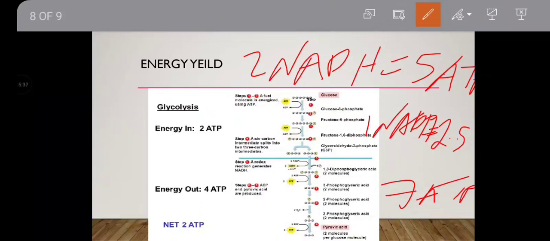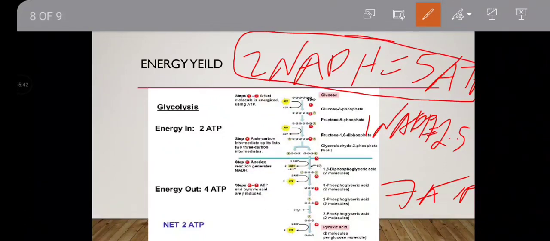In anaerobic conditions, the NADH will not give us any ATPs because there's no oxygen to generate ATP via the electron transport chain. So what we may just have is the 2 ATP molecules coming from the glycolytic pathway. So in aerobic conditions, you have more energy generated in form of ATP. In anaerobic conditions, there's less energy generated in form of ATP.